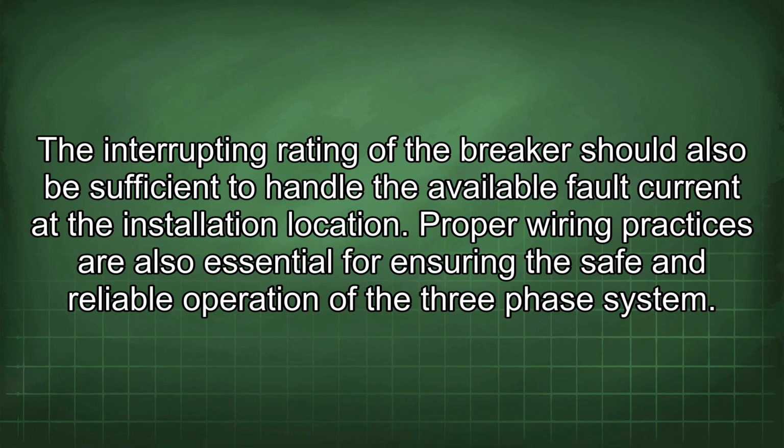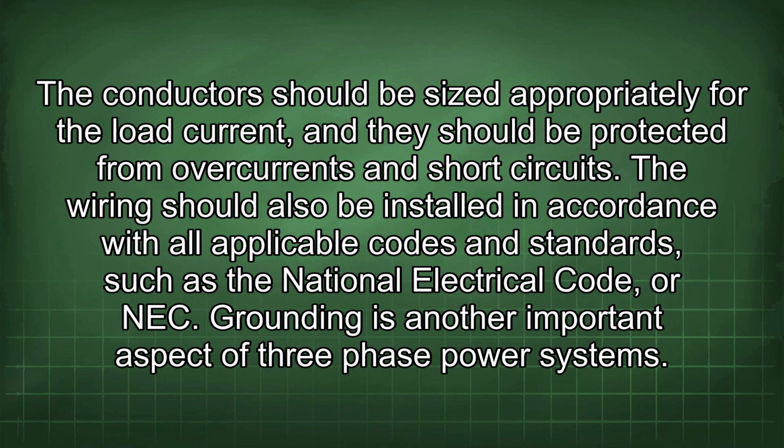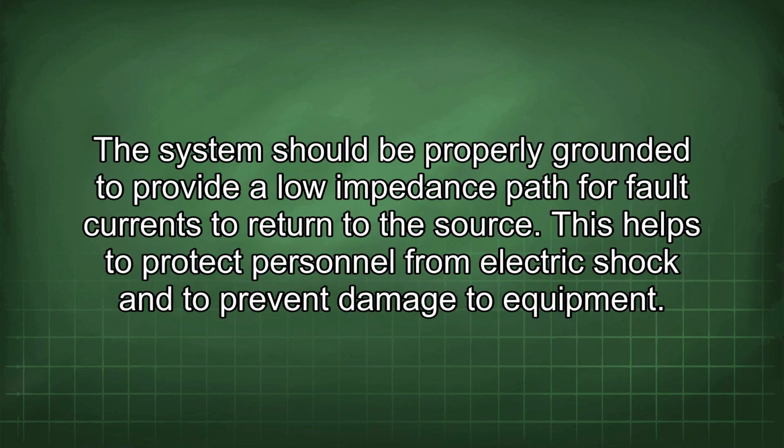Proper wiring practices are also essential for ensuring the safe and reliable operation of the three-phase system. The conductors should be sized appropriately for the load current, and they should be protected from overcurrents and short circuits. The wiring should also be installed in accordance with all applicable codes and standards, such as the National Electrical Code, or NEC. Grounding is another important aspect of three-phase power systems. The system should be properly grounded to provide a low impedance path for fault currents to return to the source.